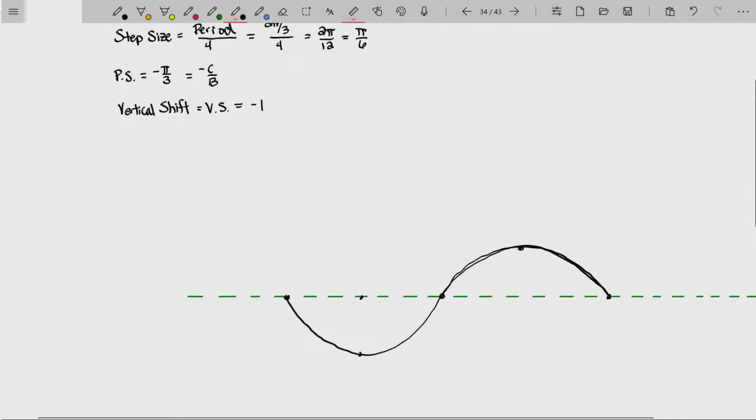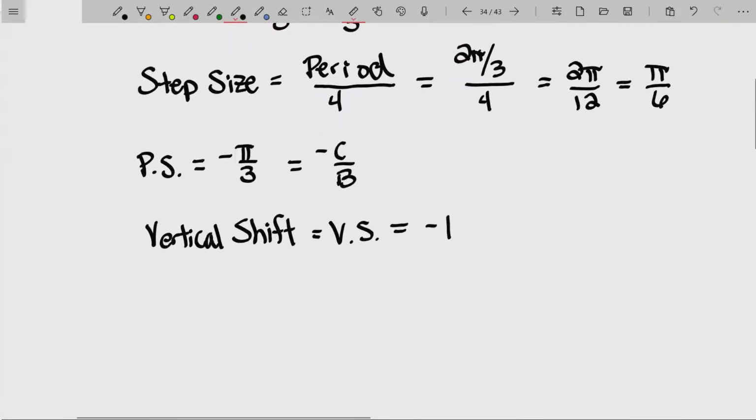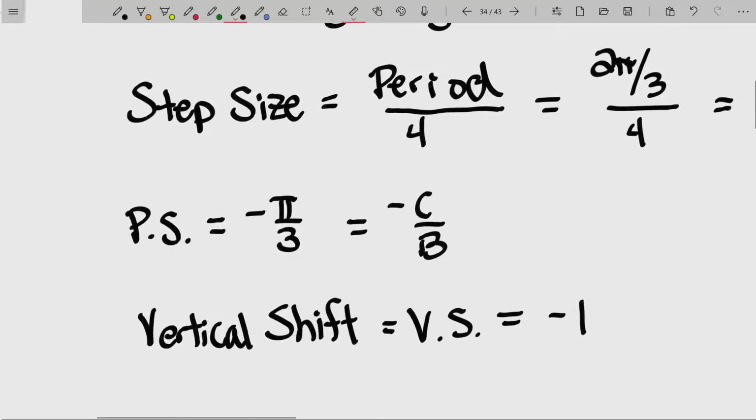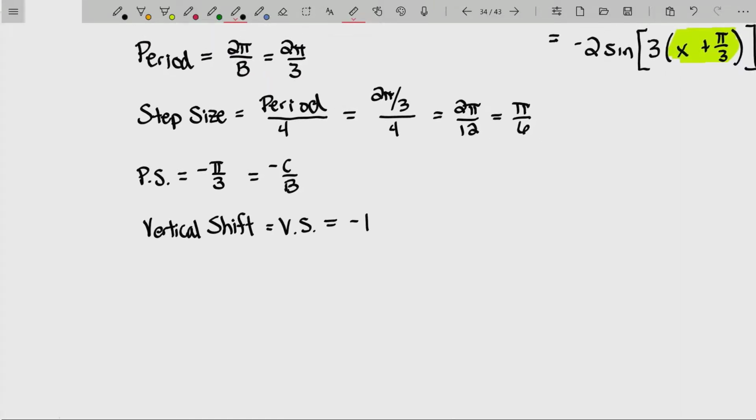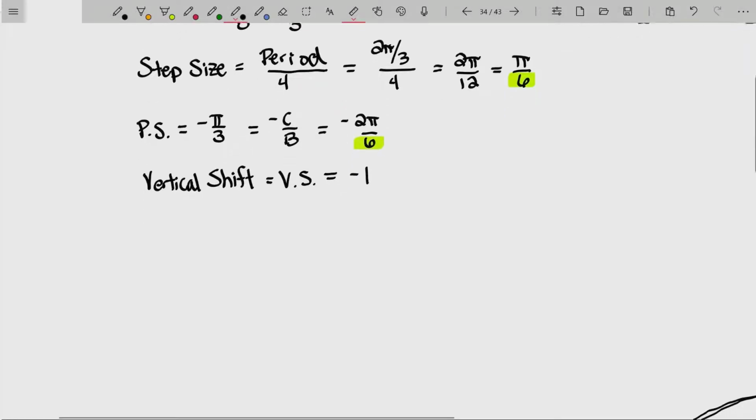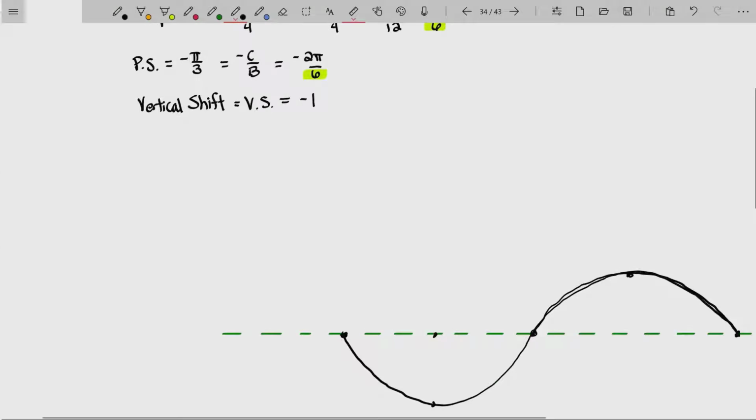We start with our phase shift. The phase shift is where our initial point has moved. So that is going to be -π/3. However, I mentioned in the last video that you want your phase shift and your step size to have the same denominator. So I'm going to write this as -2π/6, because that way these two denominators are the same. They're much easier to work with like that. So I know my initial point is going to start at -2π/6.